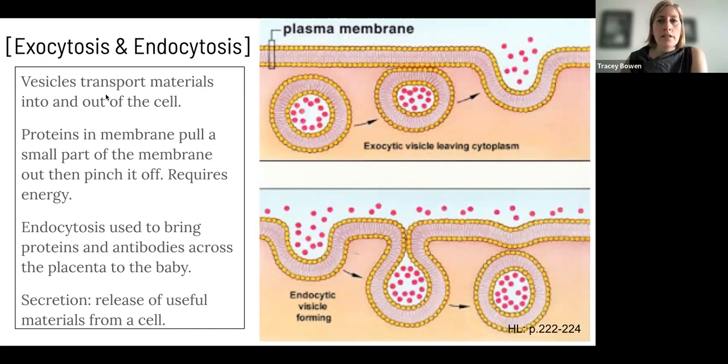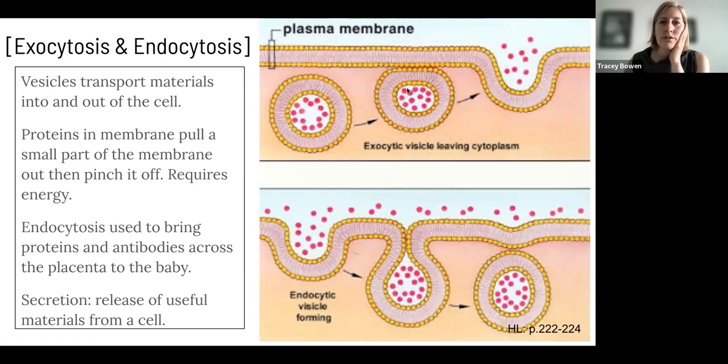Exocytosis and endocytosis is HL, and the way that this works is endocytosis and exocytosis are used to carry materials in vesicles in and out of the cell. And so endocytosis is going to be taking in molecules from outside. And so proteins and antibodies, for example, are brought into the baby's body across the placenta, and they come into the membrane here. And proteins in this membrane are going to pull the membrane in and then pinch it off. So it can make a little vesicle.